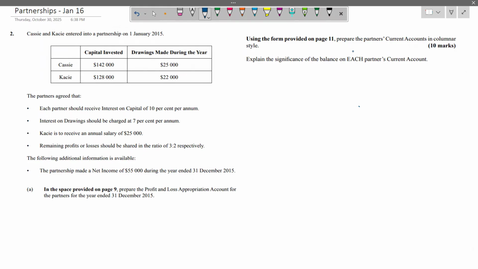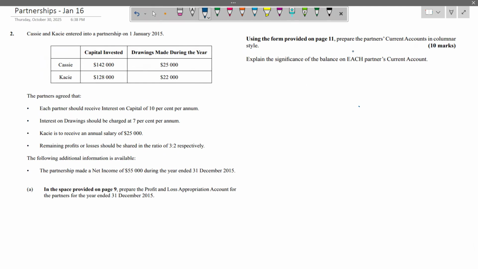The capital invested by Cassie was $142,000. Drawings made during the year was $25,000. Casey did $128,000 as a capital investment, and the drawings made during the year was $22,000.